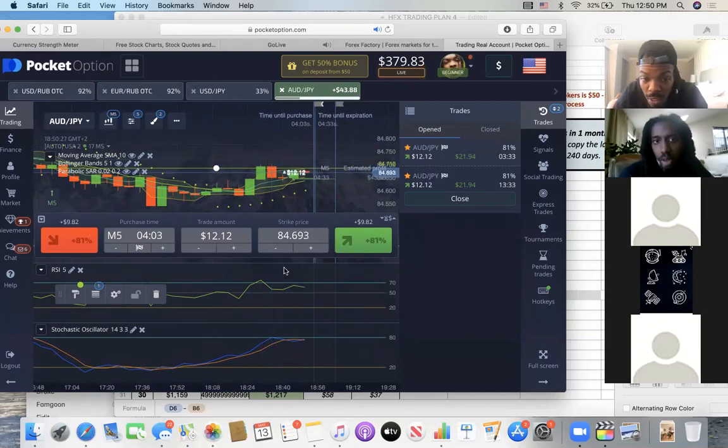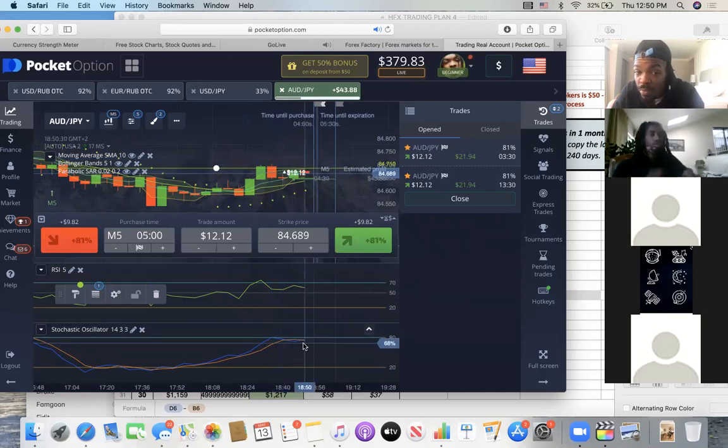Y'all see how the lines crossed again? Then it opened up and just crossed back. So that's how she knows it's going back. Well, look, they crossed it back again.